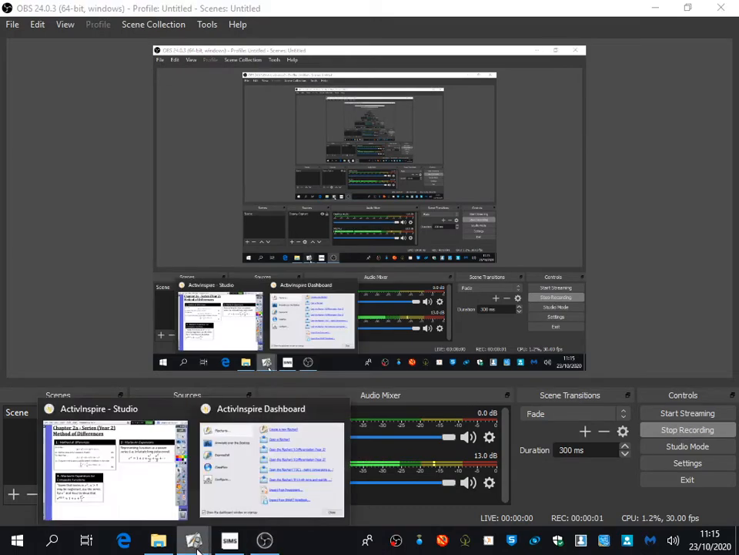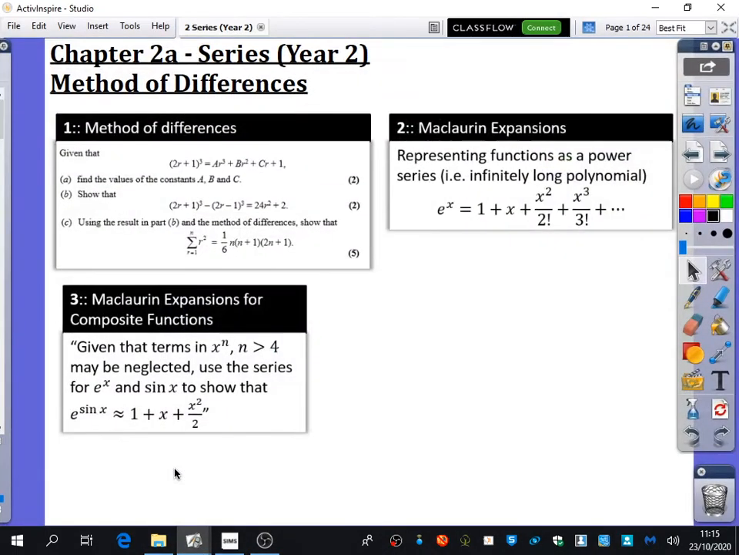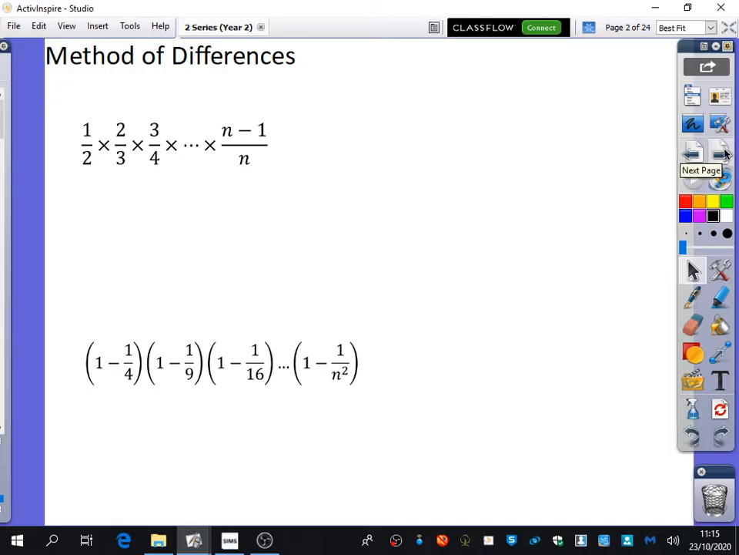Okay, so we are going to be looking at method of differences, which is the first half of chapter 2. The second half of chapter 2 is Maclaurin expansions, and they are pretty different. We're just going to dive in with these. They are building on the series that we did in year 1 further maths, but they're not the same thing. The only thing that's the same is what the notation will look like. So all the sigma notation is going to be coming up again.